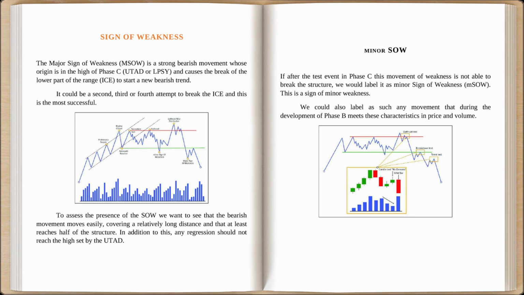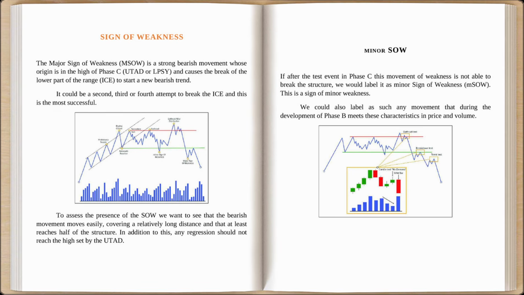Sign of weakness. The major sign of weakness, SOW, is a strong bearish movement whose origin is in the high of phase C, UTAD or LSI, and causes the break of the lower part of the range, the ice, to start a new bearish trend. It could be a second, third, or fourth attempt to break the ice, and this is the most successful. To assess the presence of the SOW, we want to see that the bearish movement moves easily, covering a relatively long distance, and that at least reaches half of the structure. In addition to this, any regression should not reach the high set by the UTAD.